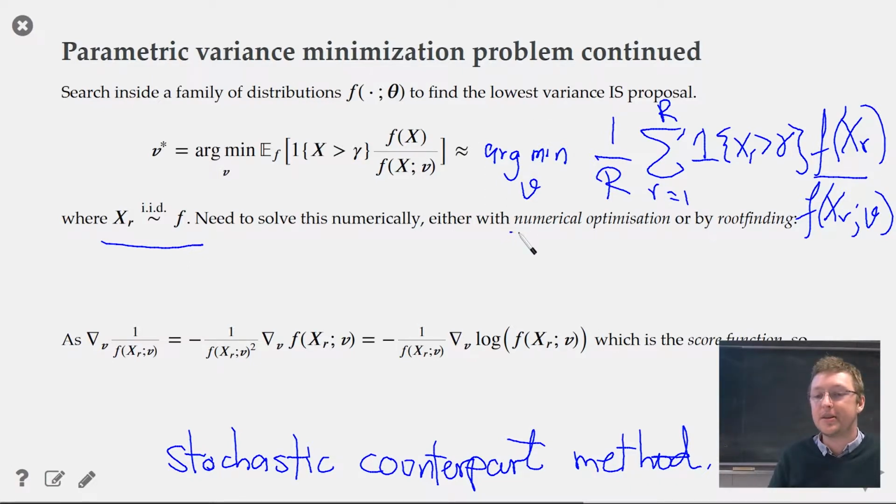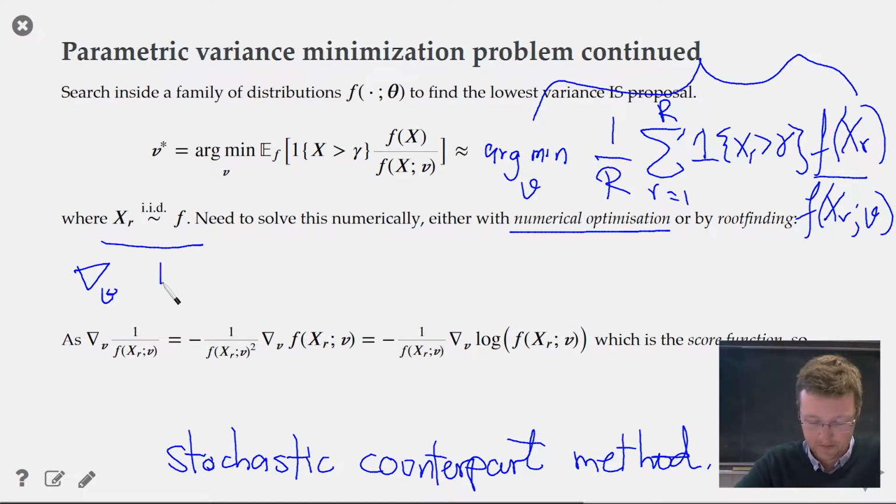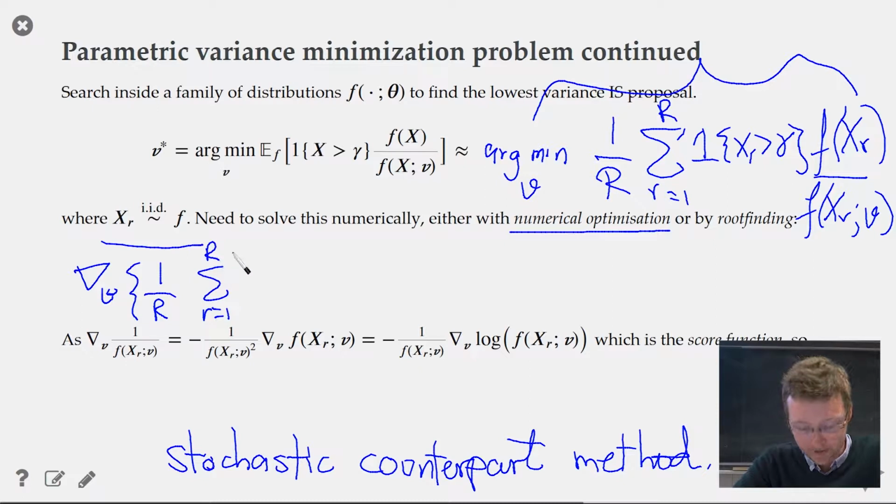So that has to be done either, as I just mentioned, through the optimization routines or by root finding. And so the equivalent problem there is, as you do when you're optimizing, you take the derivative and set it to 0. So here we'll take the derivative with respect to v, the parameter of this whole thing. The sum from r equals 1 to R of the stochastic counterpart.